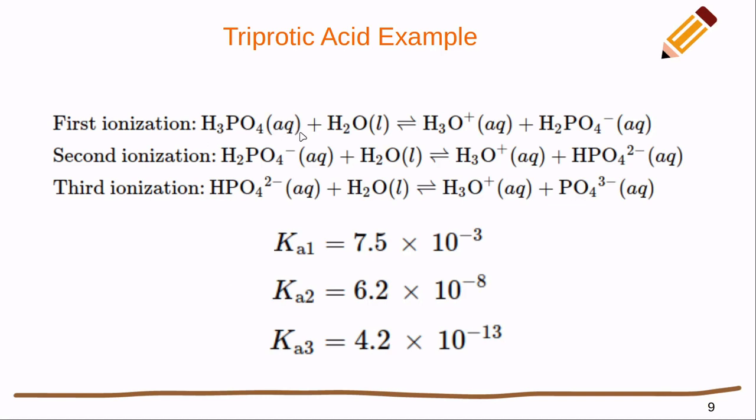Here's an example with phosphoric acid that you're going to find in cola and stuff like that. It has 3 protons, so it has 3 successive ionizations it's capable of doing. And each time the Ka value goes down significantly.